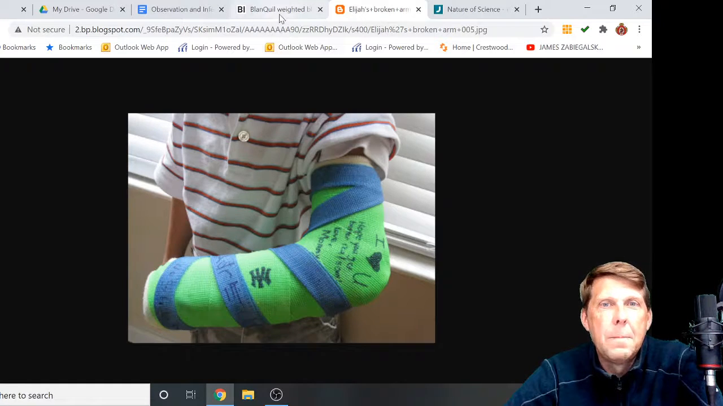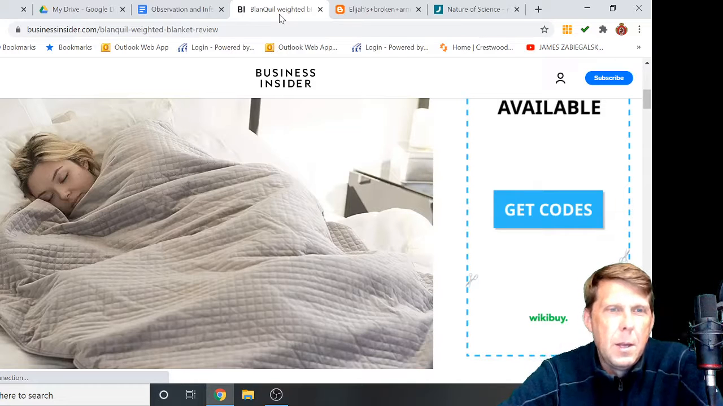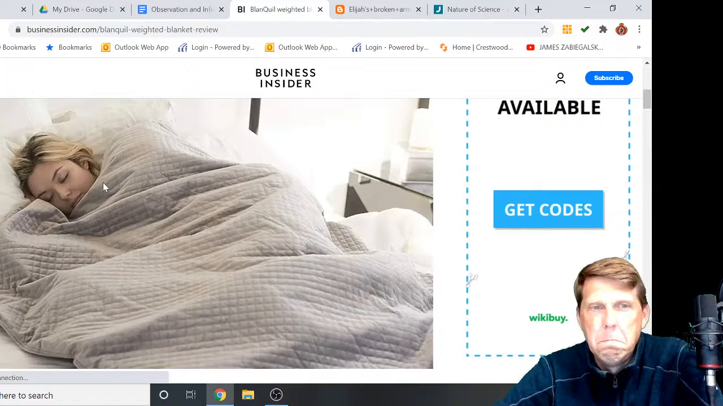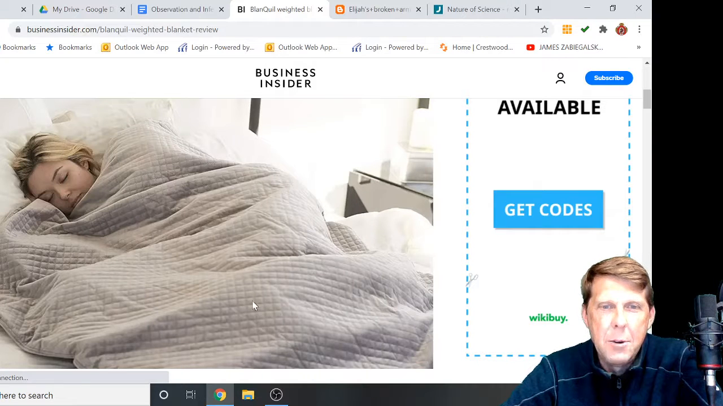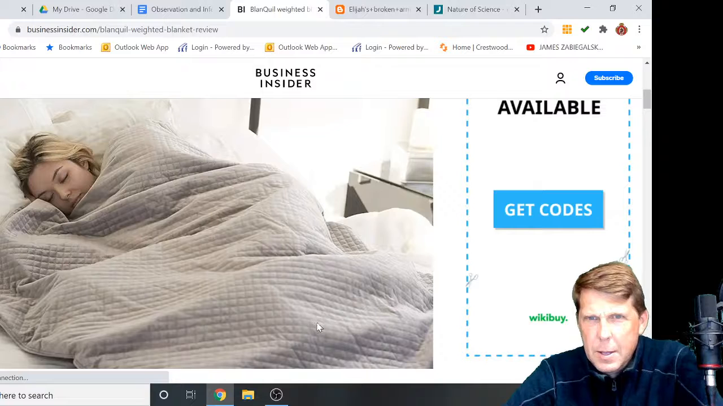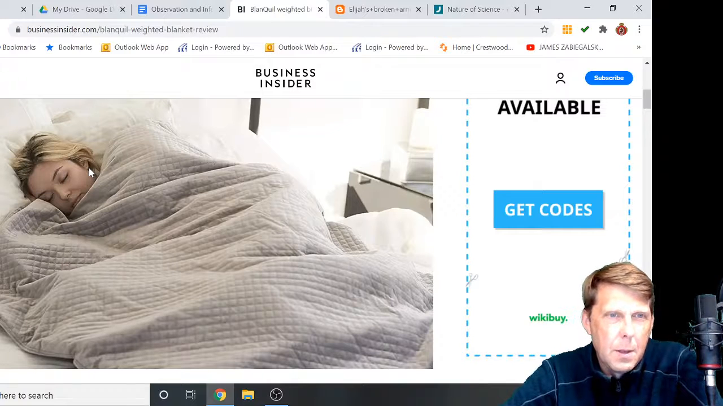Okay, let's take another one. Let's make an observation. There appears to be a woman lying in a bed. She has a covering on her that goes all the way up to her neck. Her eyes are closed. There are white pillows, a grayish blanket with a square pattern on it, and a bright light. She's wearing earrings. She has long hair, two different colors.